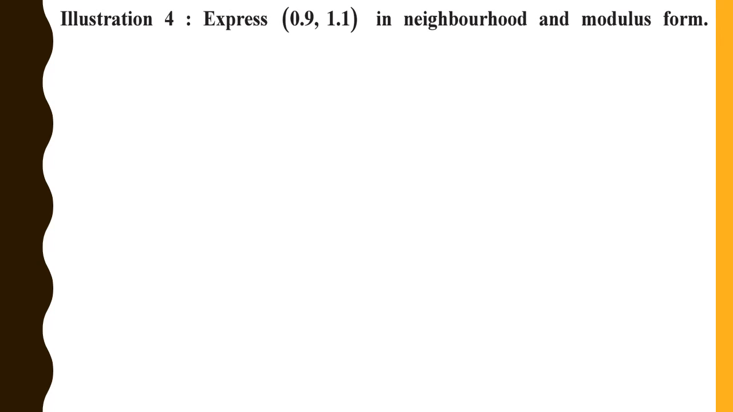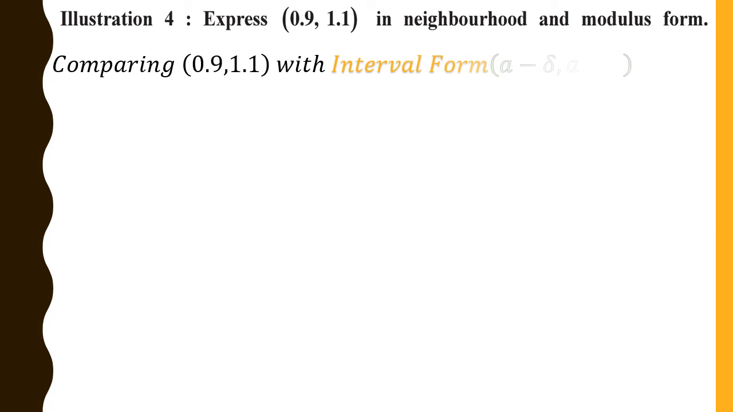Let's take one more last example. Express (0.9, 1.1) in neighborhood and modulus form. Now we know that there are three forms available: neighborhood, modulus and interval. As we are supposed to find neighborhood and modulus, naturally the given question is in the interval format. When we compare (0.9, 1.1) with the interval form (a - delta, a + delta), 0.9 will become a - delta and 1.1 will become a + delta.